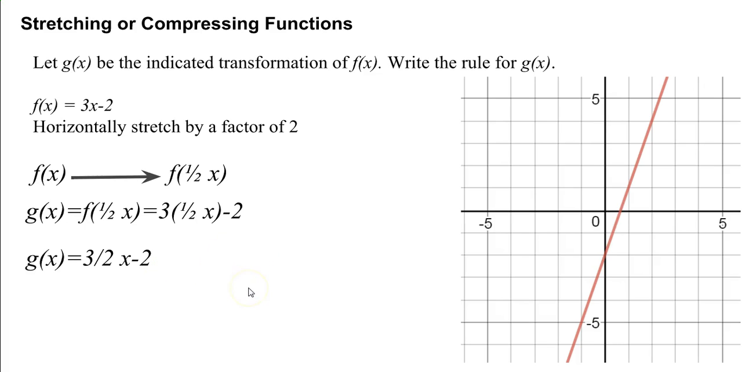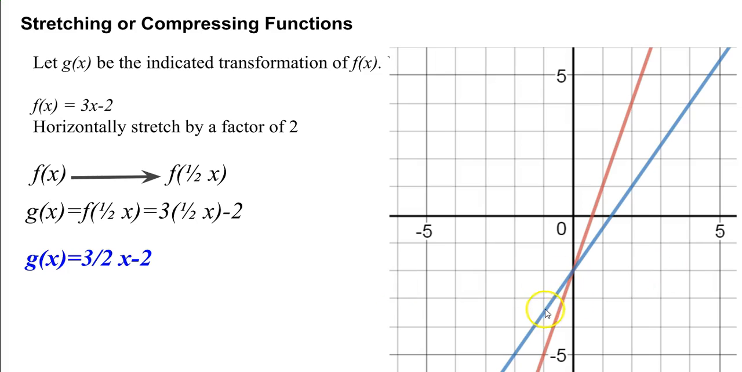Now I'm going to graph this just so you can get a visual of what is happening. The blue one here is my g of x, that's 3 over 2 x minus 2, and the red one is my original. Like I said, when we do a horizontal stretch, our slope becomes flatter. It's leveling out. So that's what it did. The slope actually came closer to the y-axis.